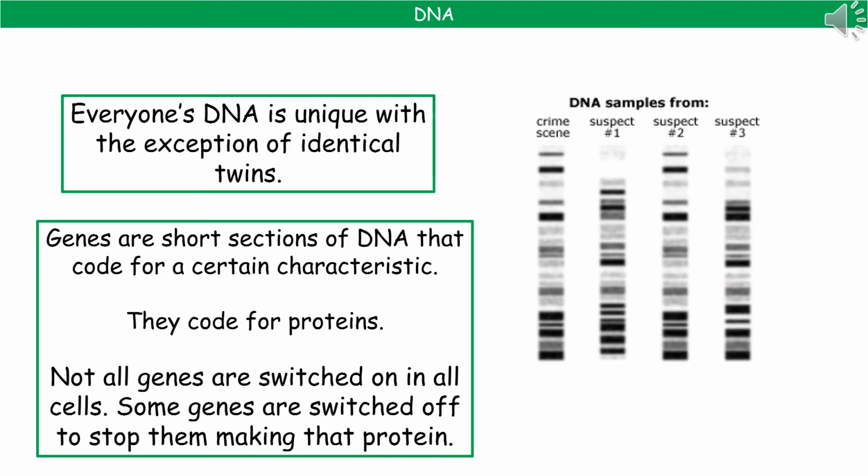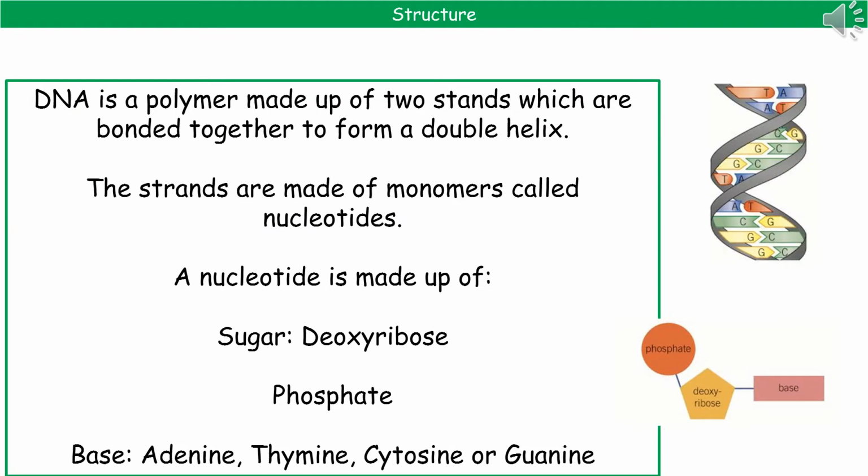When we talk about DNA, we need to remember that everyone has a unique DNA code, with the exception of identical twins. When we're referring to a gene, we refer to a short section of DNA that codes for a certain characteristic because they code for a protein. And we need to remember that not all genes in a cell are switched on all the time. So what we find is some genes are switched off in a certain cell in order to stop them making a particular protein. So in a red blood cell, you'll have certain genes switched on, but in a white blood cell, it'll be different genes.